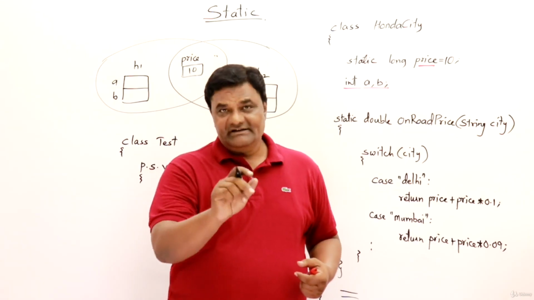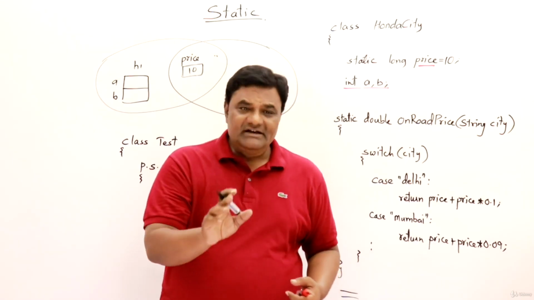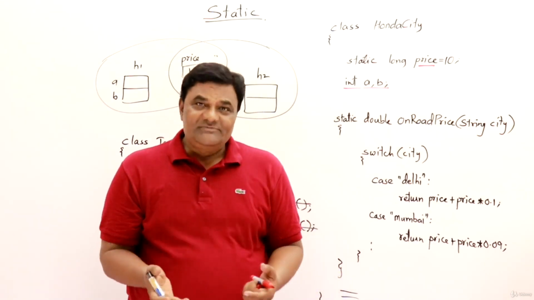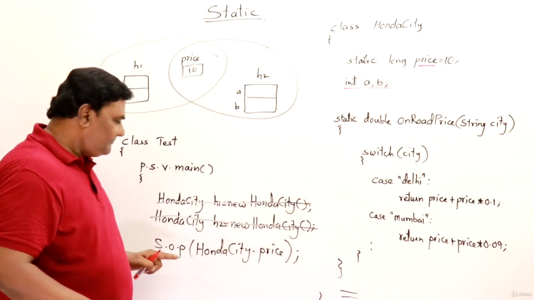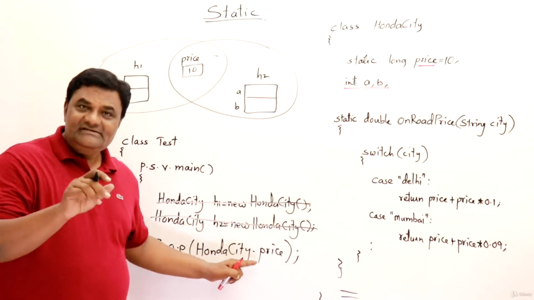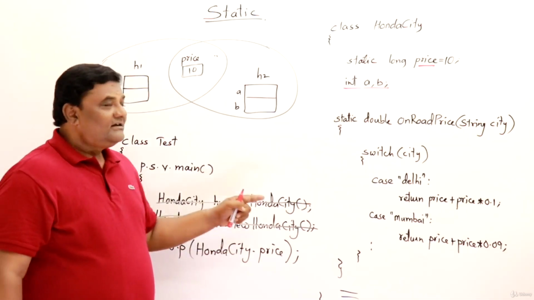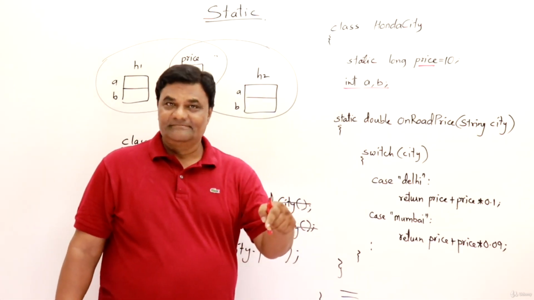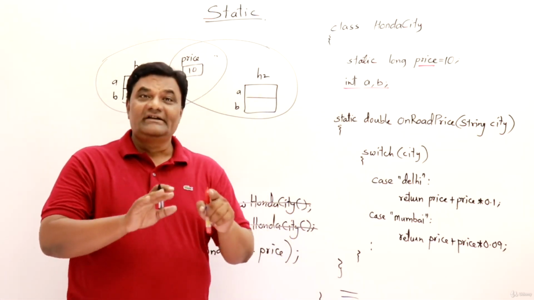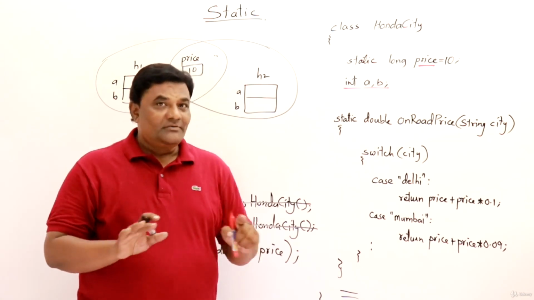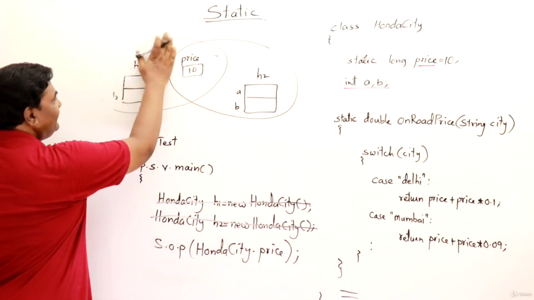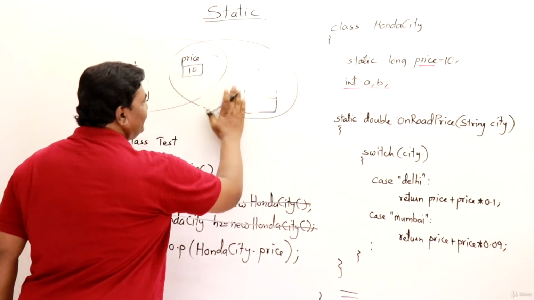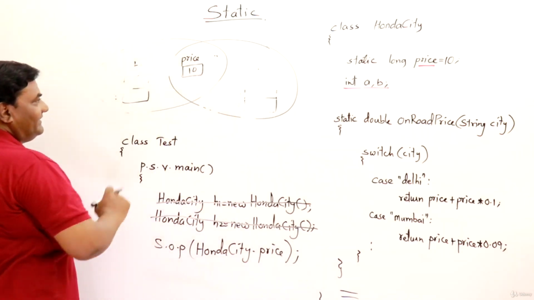Suppose you bought a Honda City car. If I ask you what's the price, then you can tell the price. So if you have the object, you can tell it, and without the object also I can tell the price by using the class name. That's the reason we say static members are the members of a class. They exist even if you don't create any object. No object is created, still they exist. Even if these objects are not there, still this price is there.